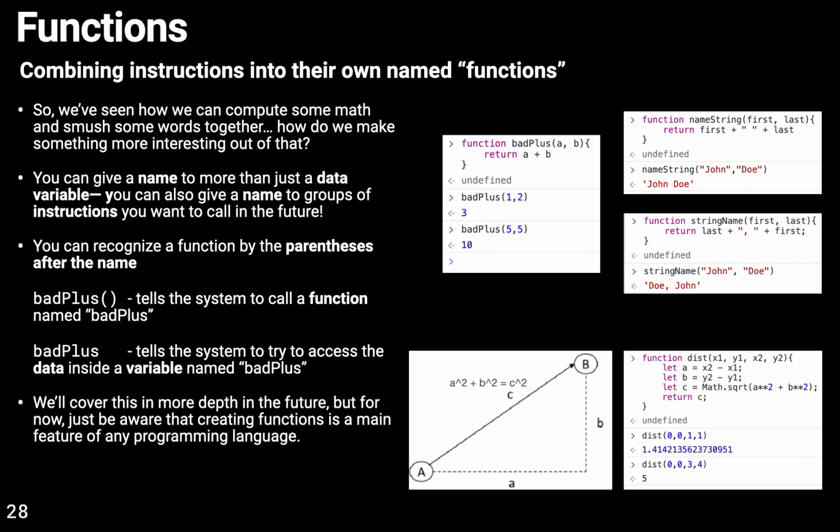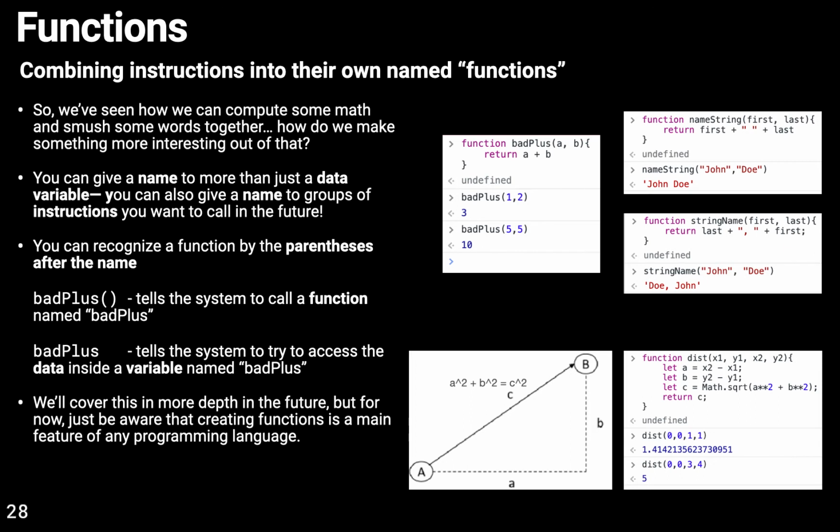On the upper right, we have the function nameString, which takes one variable called first for the duration of this function, and one called last, and that will return first, which we are assuming at this point is a string, plus the string space, plus the last, meaning if I give this function a first name and a last name, it's going to return a normal looking full name, John space Doe.